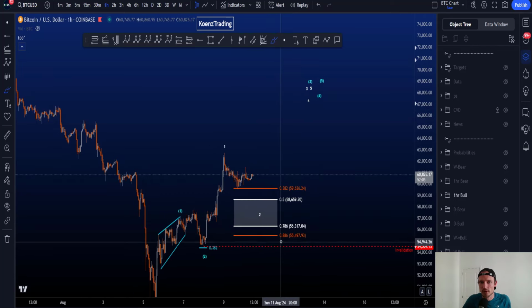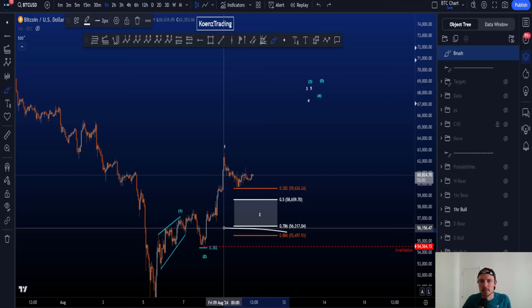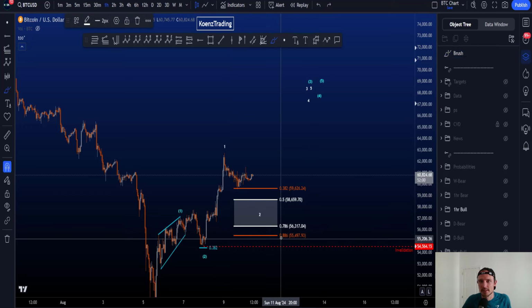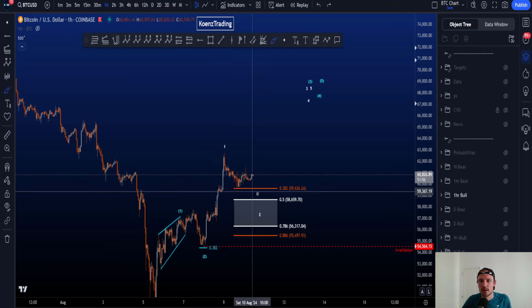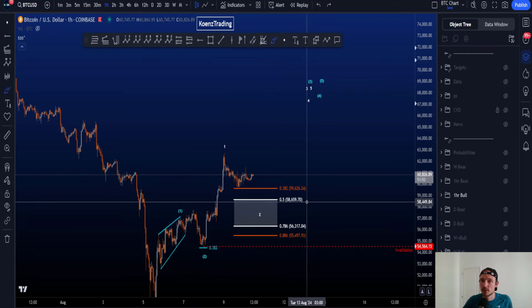Now the most common target for a wave 2 is between the 0.5 and the 0.786 Fibonacci, taken from the low to the high of your wave 1, 58.6 to 56.3k.